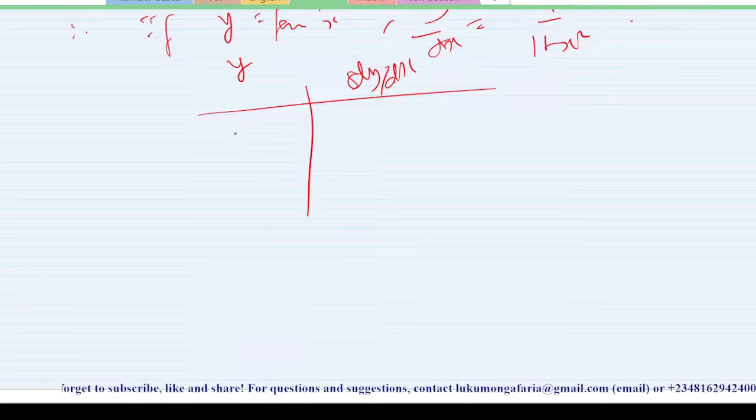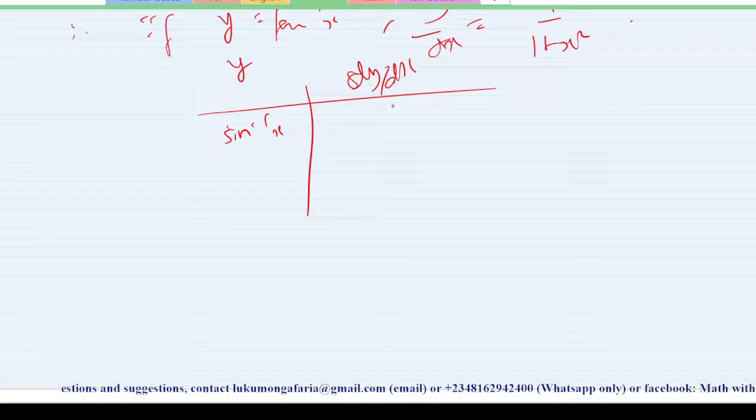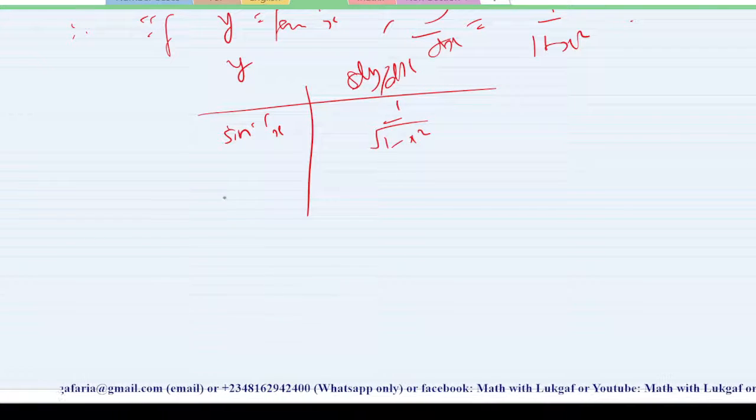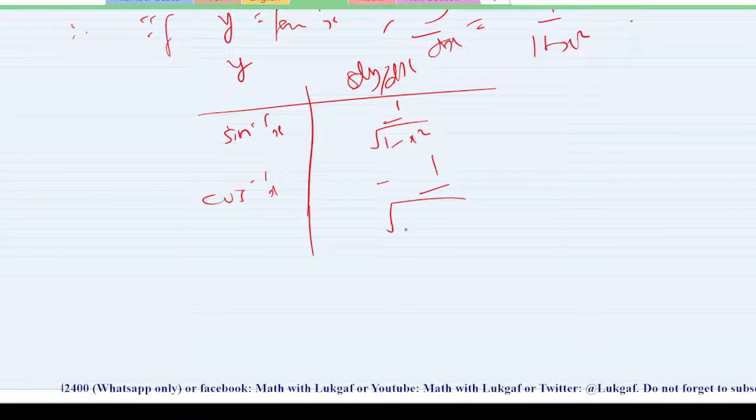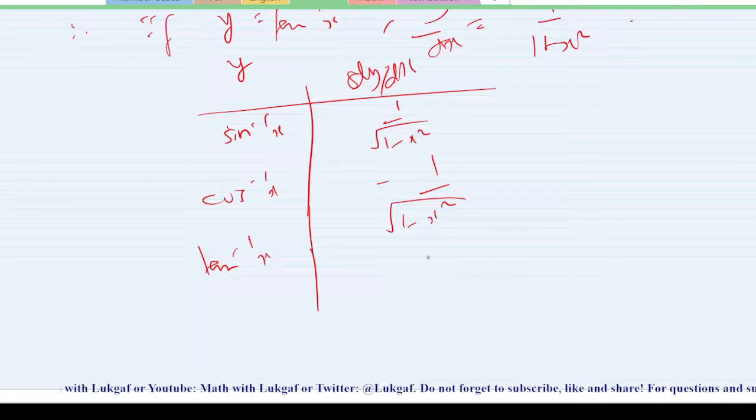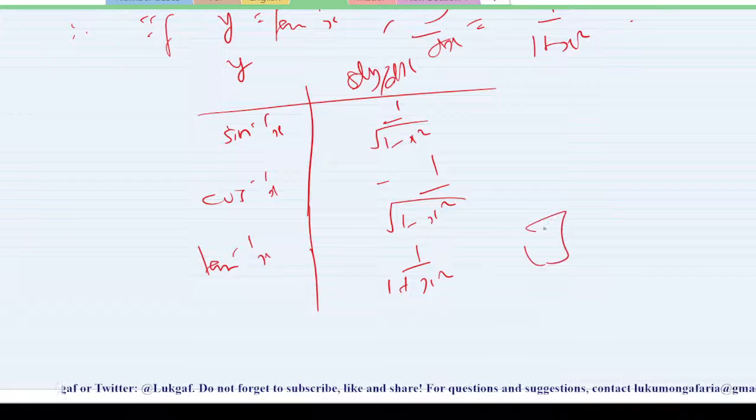So if y is equal to arcsin x, then the derivative will be what? 1 divided by the square root of 1 minus x squared. Likewise, arccos x is minus 1 divided by the square root of 1 minus x squared. And arctan x is what? 1 divided by 1 plus x squared. That's that. Keep this at the back of your mind.